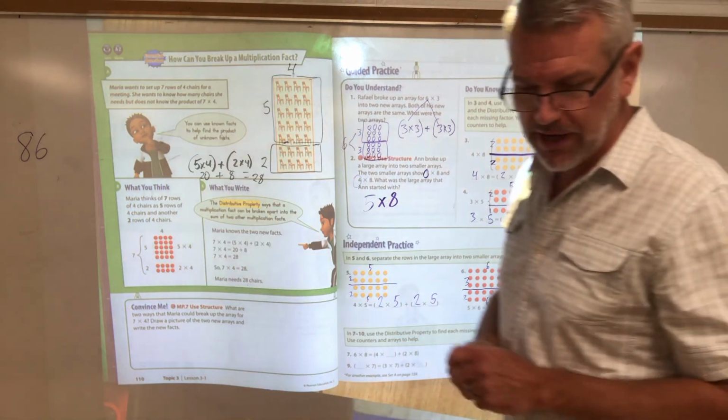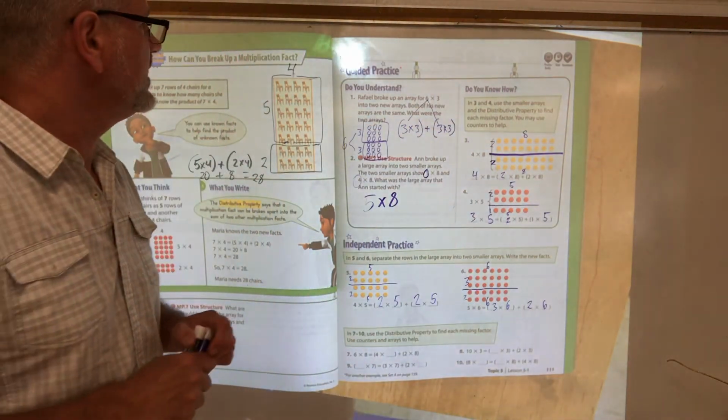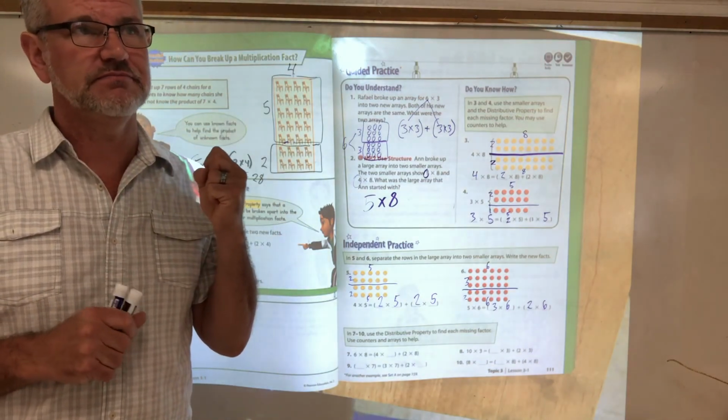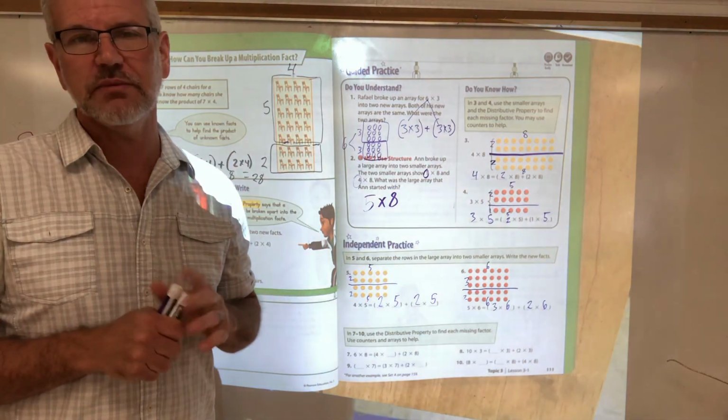All right, distributive property. We're going to be using that to help you with the upcoming factors that we're going to be multiplying by, with 3s and 4s, some 7s and things like that. Some of the bigger numbers that are a little bit more difficult.